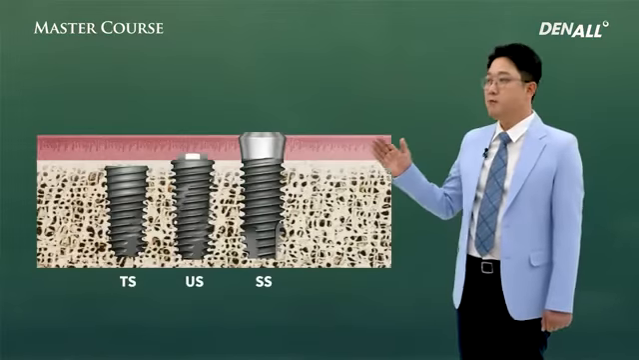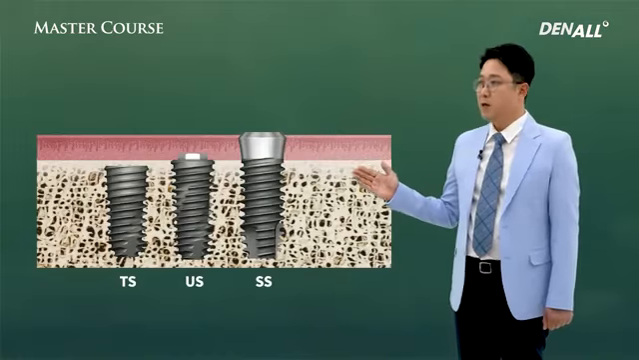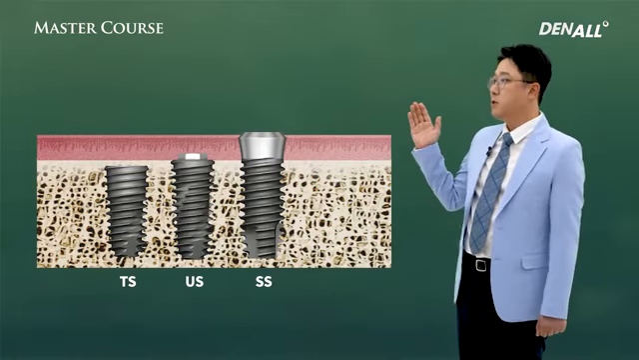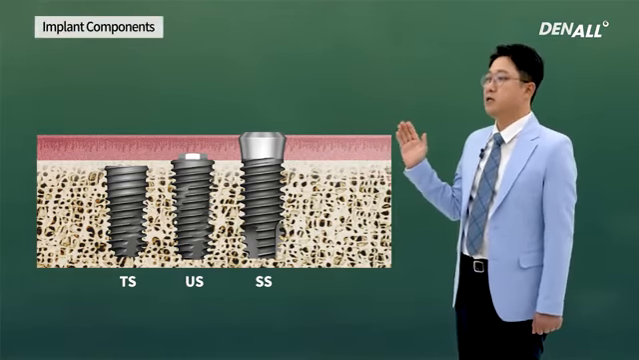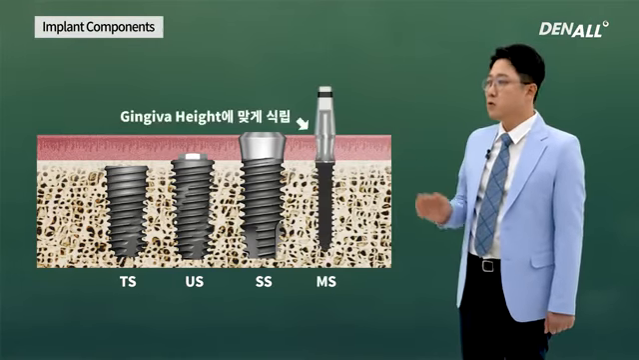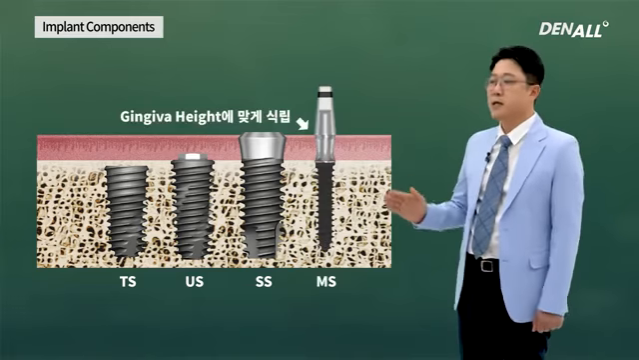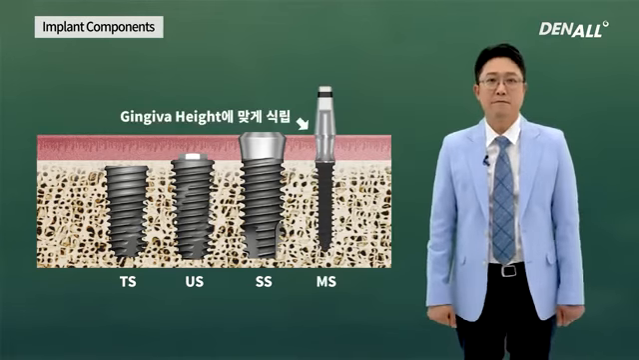TS implant needs to be placed deeper than bone, US implant following the bone height, and SS implant should be placed following the gingival height, and MS implant should also be placed following the gingival height.